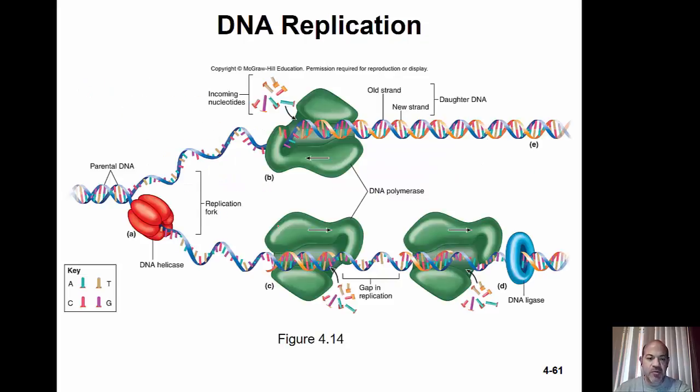This is a diagram from your book showing that process again. We already went through it on the previous diagram, but you can see here, this is just a representation of the helicase right here. The strand on top would be the leading strand. You only have one DNA polymerase, and it's going to be following the replication fork. Here you're going to have multiple DNA polymerases making segments in the lagging strand.